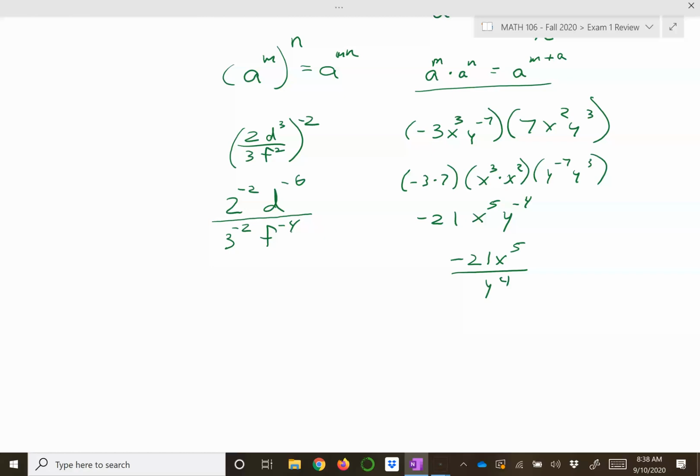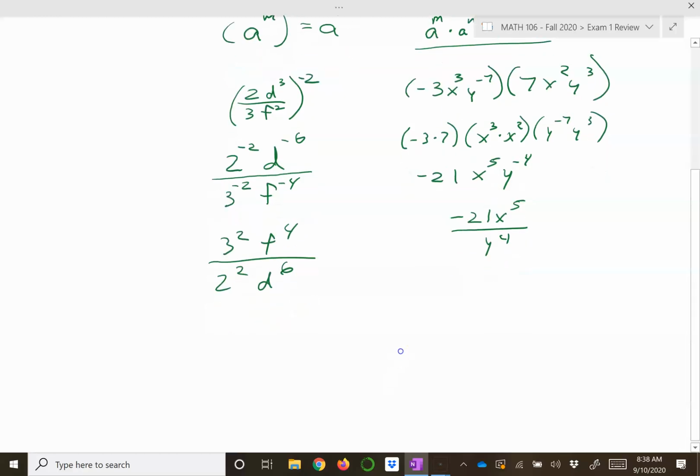Now, what's going to happen here is, I think, pretty obvious. We're basically just going to flip the fraction, right? Because the 2 to the negative 2 and d to the negative 6 are going to flip to the denominator. So 2 squared d to the 6. And then the denominator, 3 to the negative 2, f to the negative 4, is going to flip to the numerator.